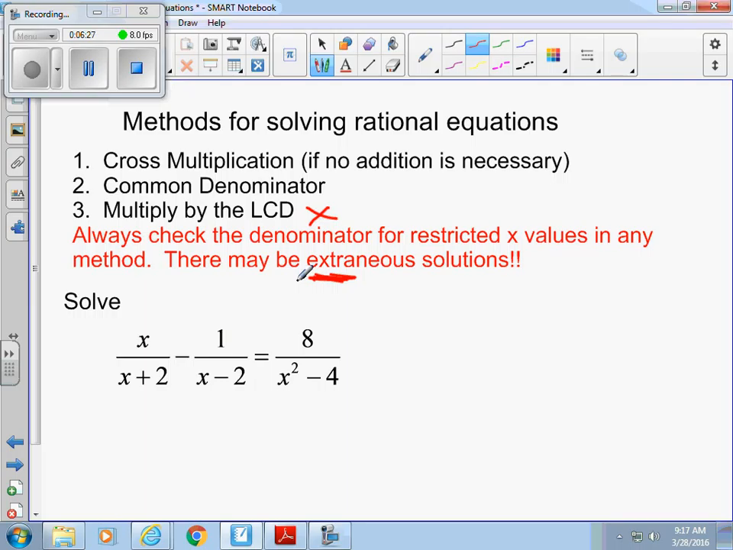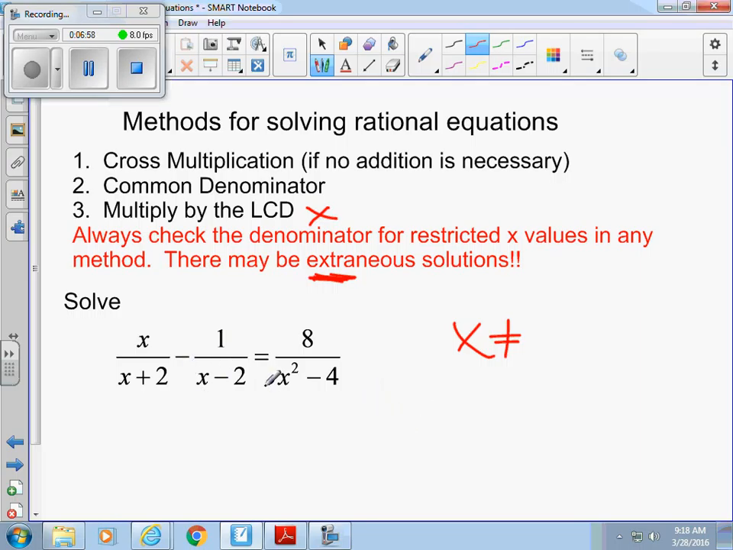What can you not divide by? You can't divide by 0. So anything that makes the bottom 0 is not going to be a real solution because it's an undefined point. So before I ever start the problem, I recommend that you side note out to the side what x can't be. That way if you get it, you go, oh no, it can't be that.